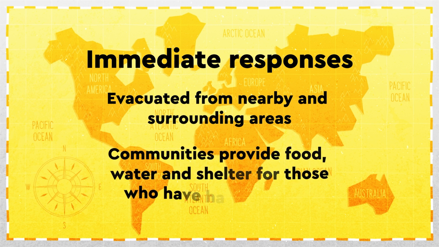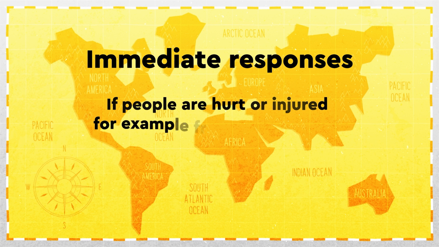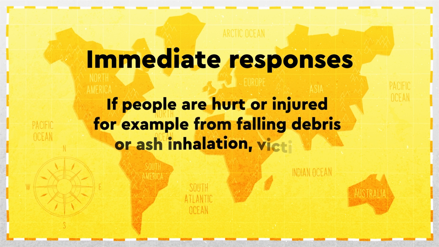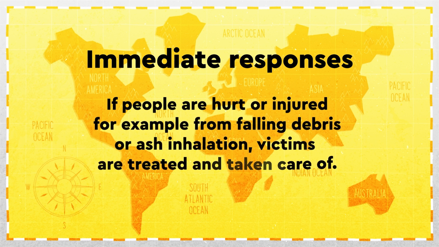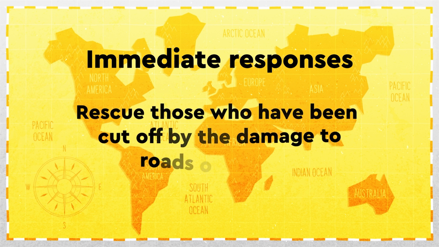Another immediate response will be to support the evacuated people. Communities provide food, water, and shelter for those who have had to vacate. If people are hurt or injured, for example from falling debris or ash inhalation, victims are treated and taken care of. Another immediate response would be to rescue those who have been cut off by the damaged roads or bridges. It's important to make sure that people can be reached and are not isolated.